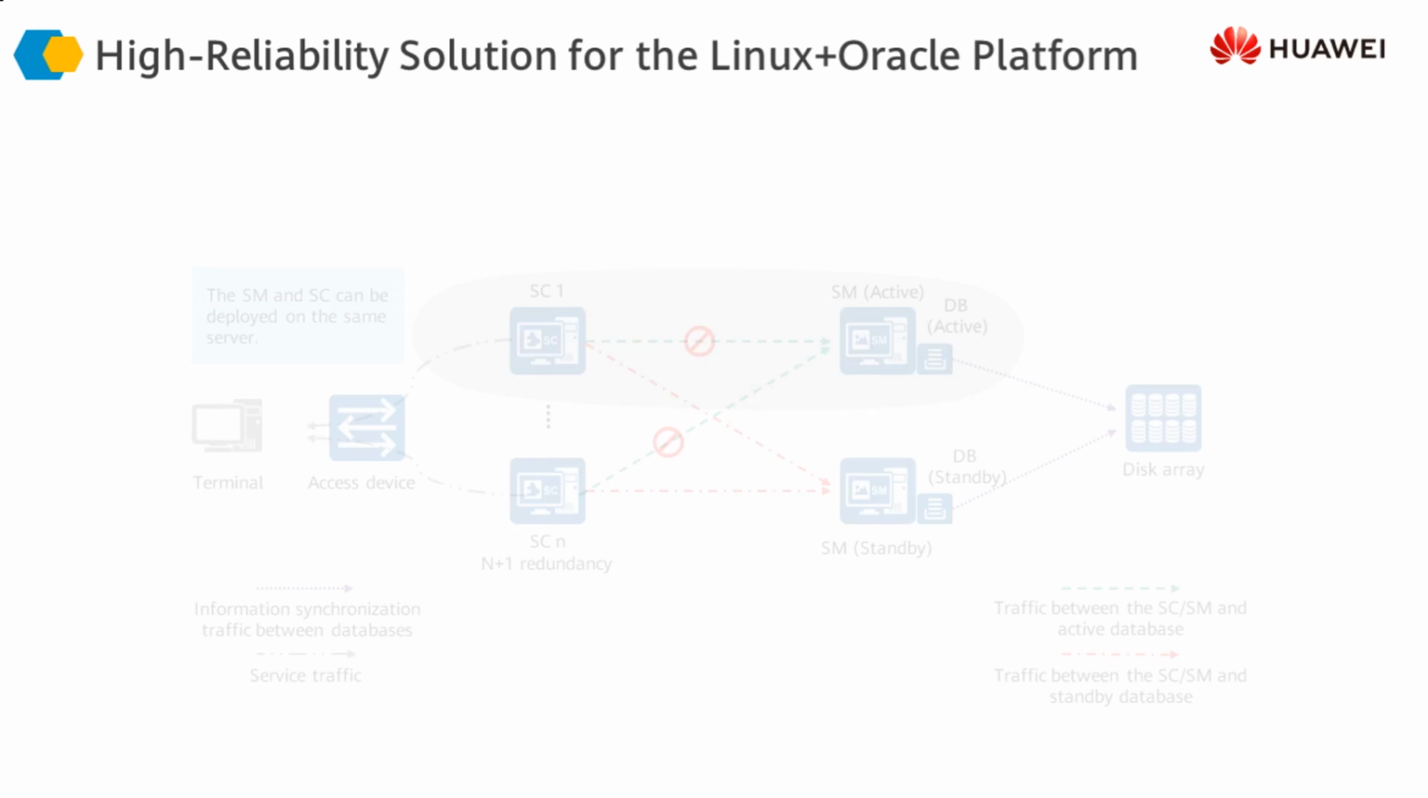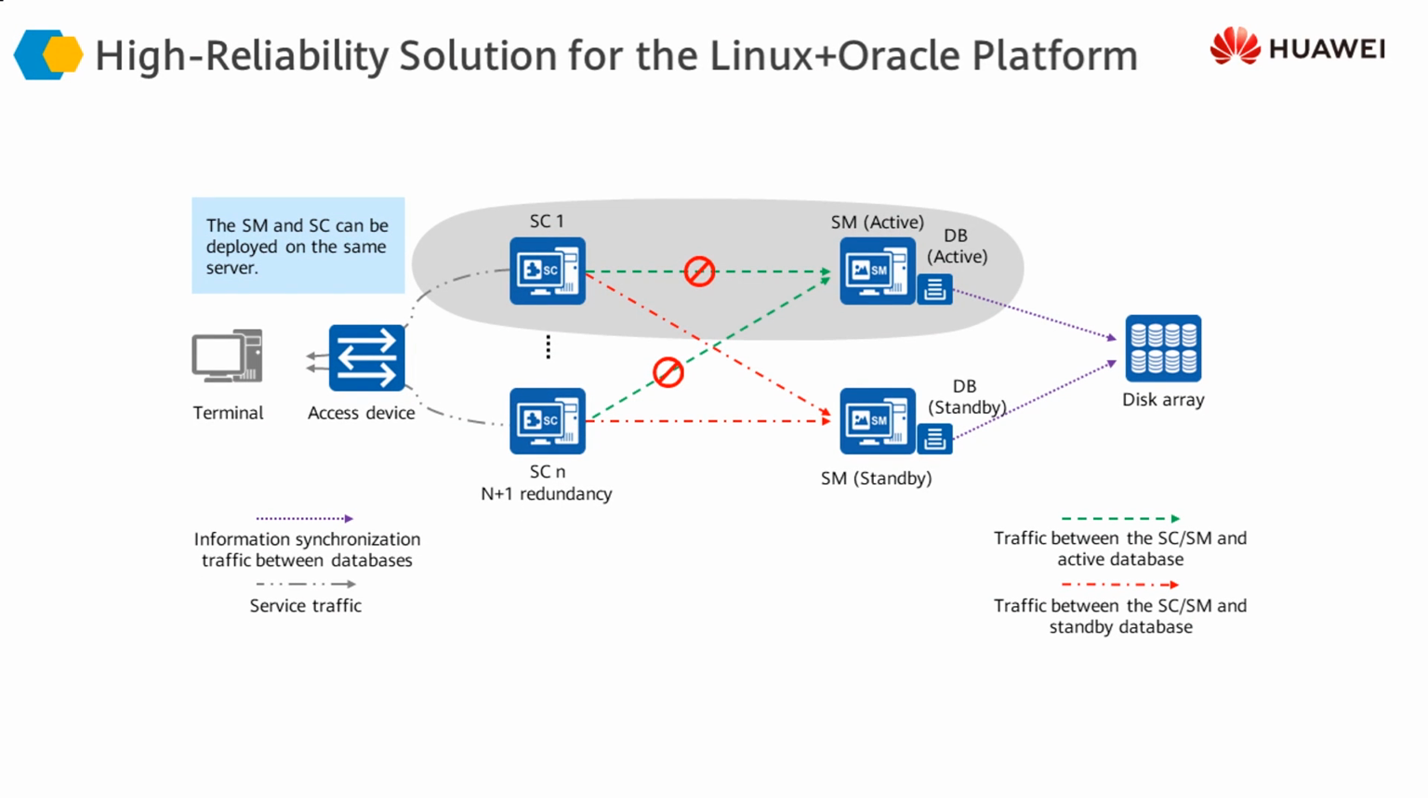Similarly, if we have the Linux and Oracle platform, here you can see that we can have the service manager redundancy as well. We have an active service manager and a standby service manager here. Similarly, we also have active and standby DBs, which are accessing the disk array. So we have the DB redundancy, the service manager redundancy, and the service controller redundancy as in the previous case. However, here we have the service manager redundancy as well using the KeepAlive-D technology.